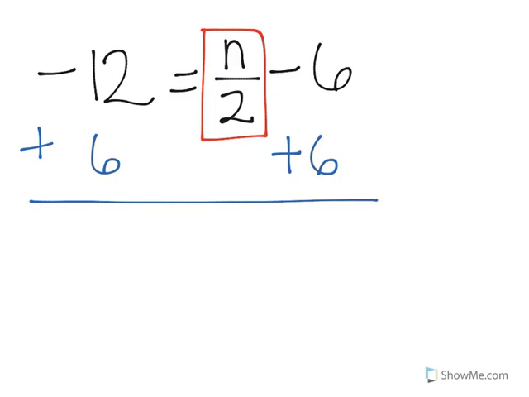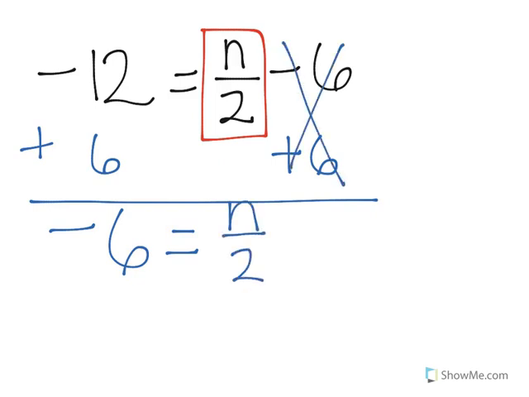Negative 12 plus 6 is a negative 6. Then I have n over 2. Negative 6 plus 6 cancels out. So I'm left at my next step. It's a whole lot easier.